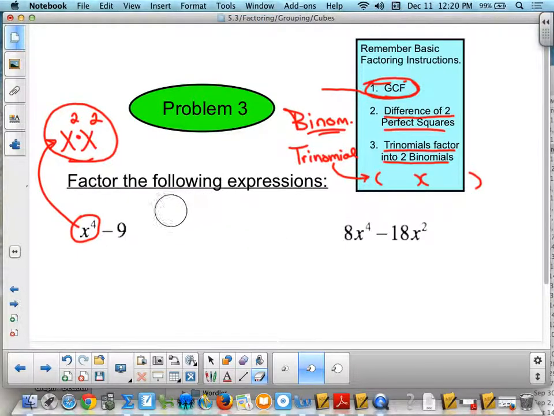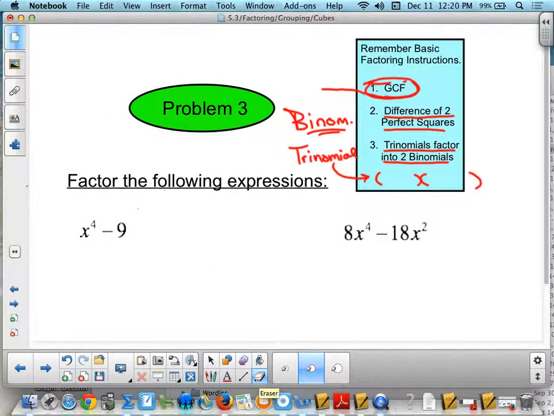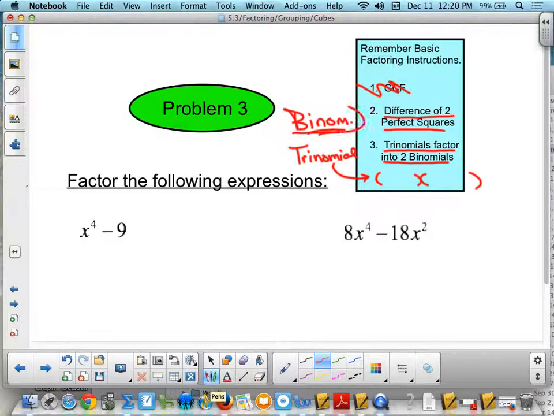All right, so here we go. I'll be asking you these questions. Is there a GCF? No. Okay, so that one's out. Is it a binomial? Yes. Now the only thing you can ask yourself is, is it the difference of two perfect squares? Yes. 3 times 3, what? X squared times x squared. So to factor it, you just say x squared plus 3 times x squared minus 3, right?